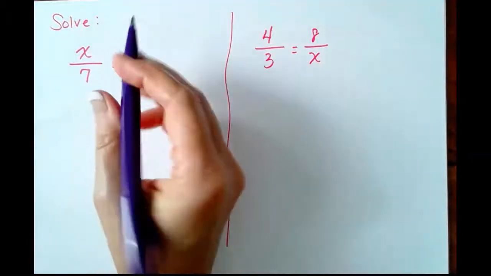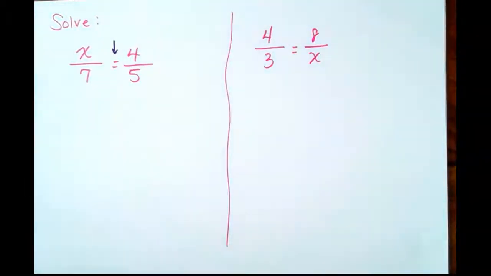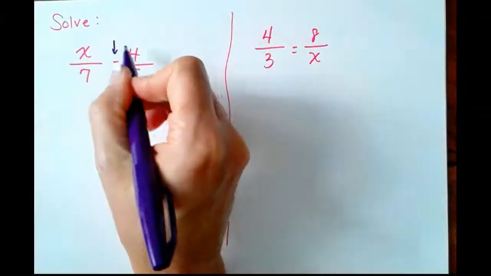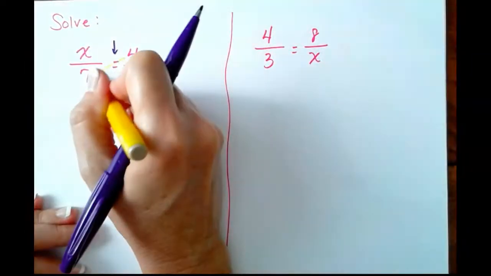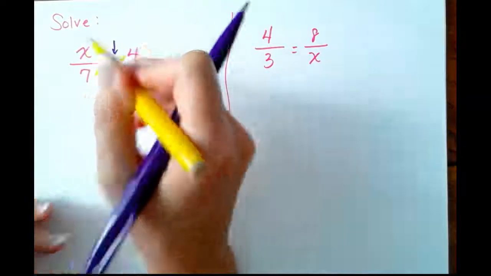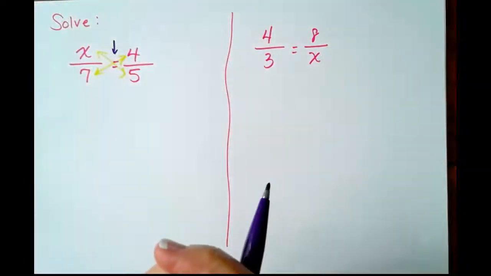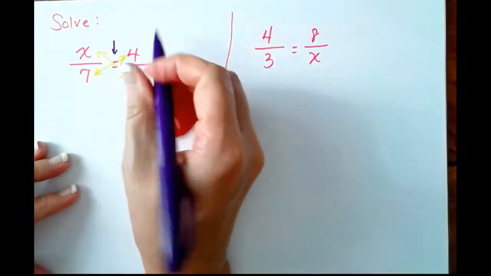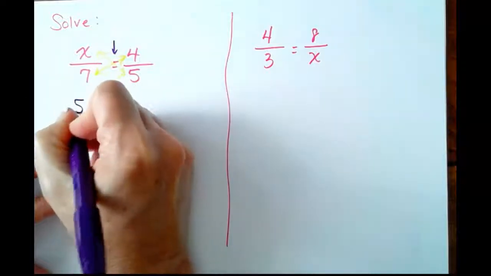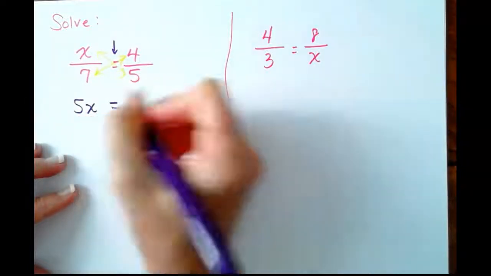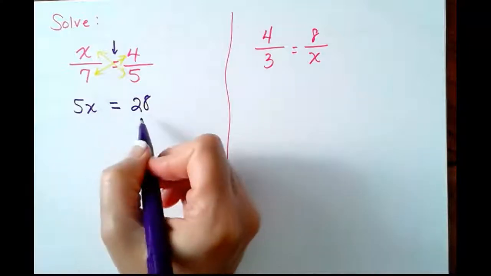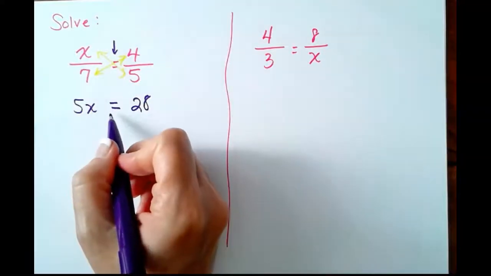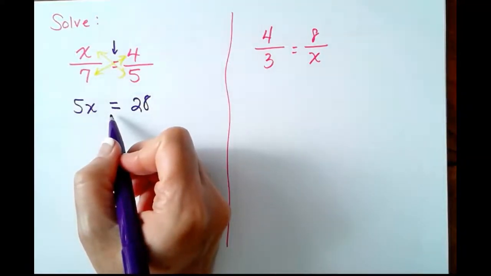So once again, noting these two fractions are set equal to each other. So we're going to cross multiply here, and when we cross multiply, only over an equal sign. So here goes. X times 5 is 5x. 7 times 4, 28. These are the cross products, and we are setting the cross products equal to each other.